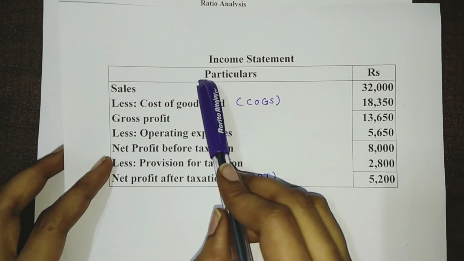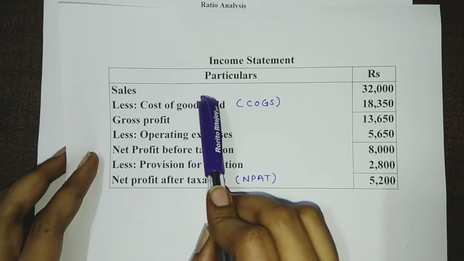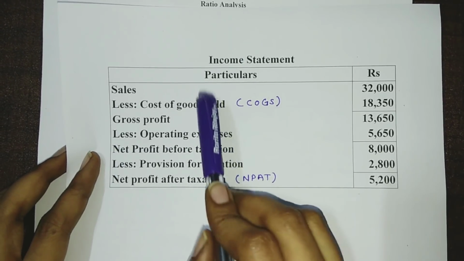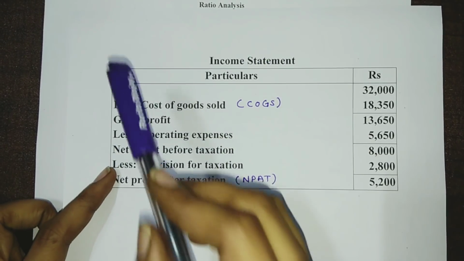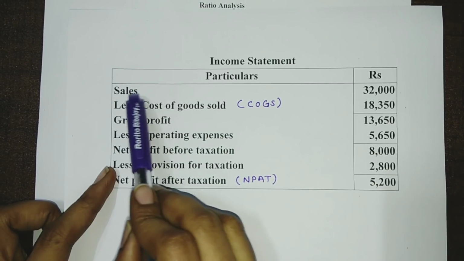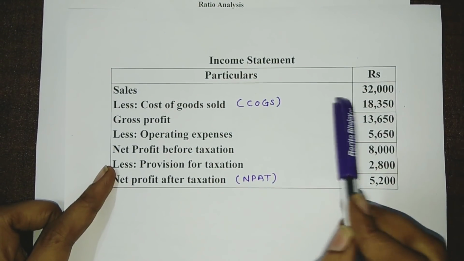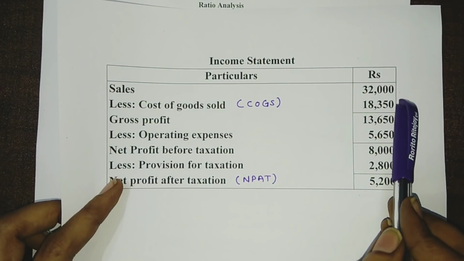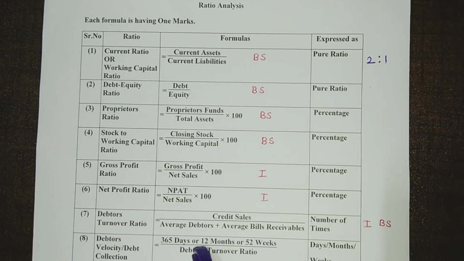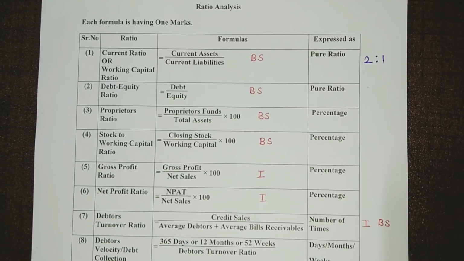Now we are going to see where you are going to get the credit sales. The credit sales they will give you in your income statement, or they will give you instructions to compute your credit sales. But suppose in a question they have not given you credit sales, then whatever is the amount of sales they have given you, this amount only we are going to consider for the computation.